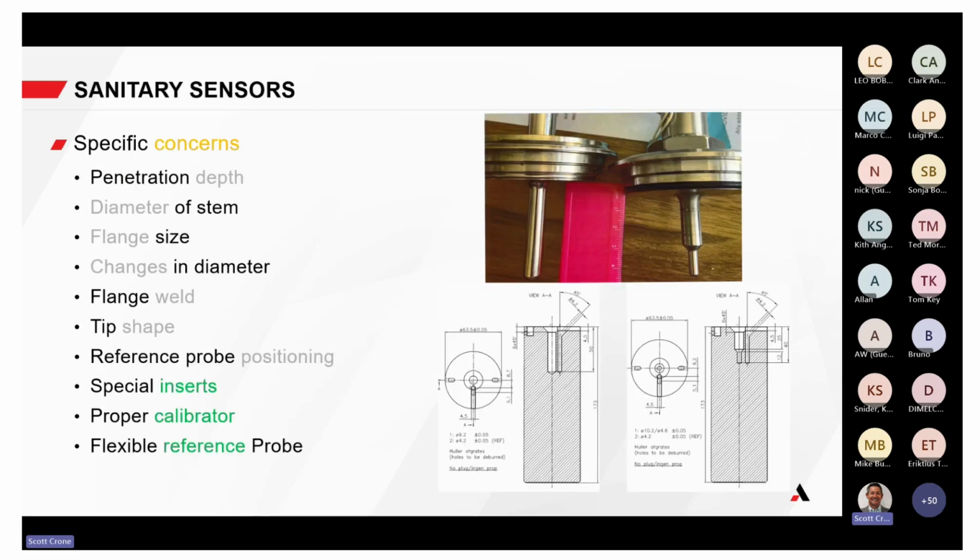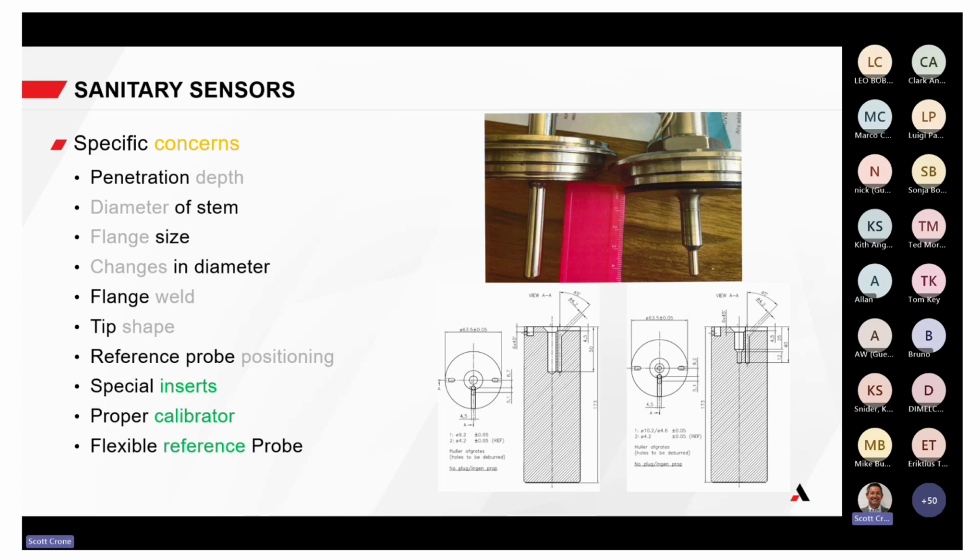So when we talk about the sanitary seals, we've got some specific models to address that application. We can do it dry or wet, but the specific concern is the penetration depth, so this part of the sensor or this part of the sensor. The flange size up here, because again, the flange sizes are going to create another heat transfer surface, and it's going to draw energy away from the block. The changes in diameter, so we've got one here that's got a change in diameter, which we can accommodate because it's smaller at the bottom and larger at the top. The flange weld, the tip shape, and the reference probe positioning.